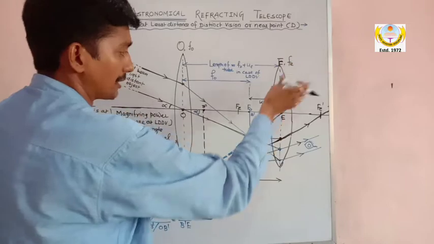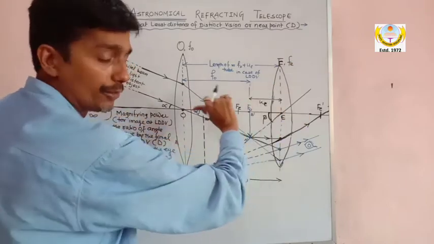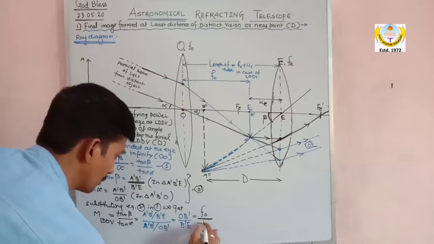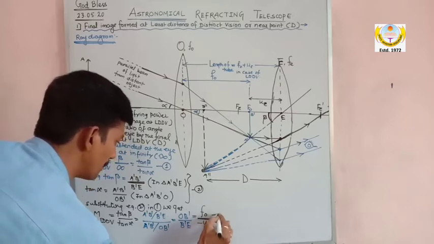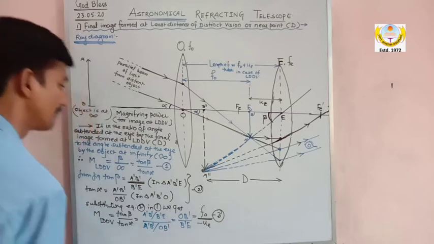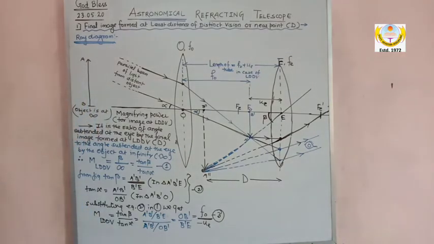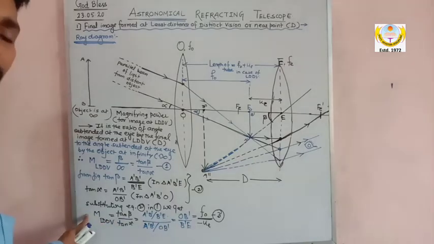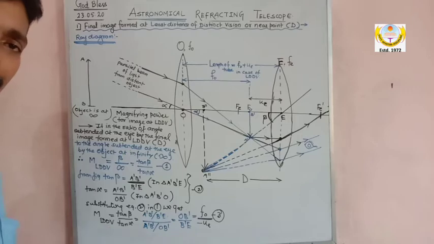Incident ray of light is this way and it is measured this way. You all can see, my dear. So UE will be negative, so this will be minus UE. This I will put as equation number 3. This is FO upon minus UE, the magnification for least distance of distinct vision.